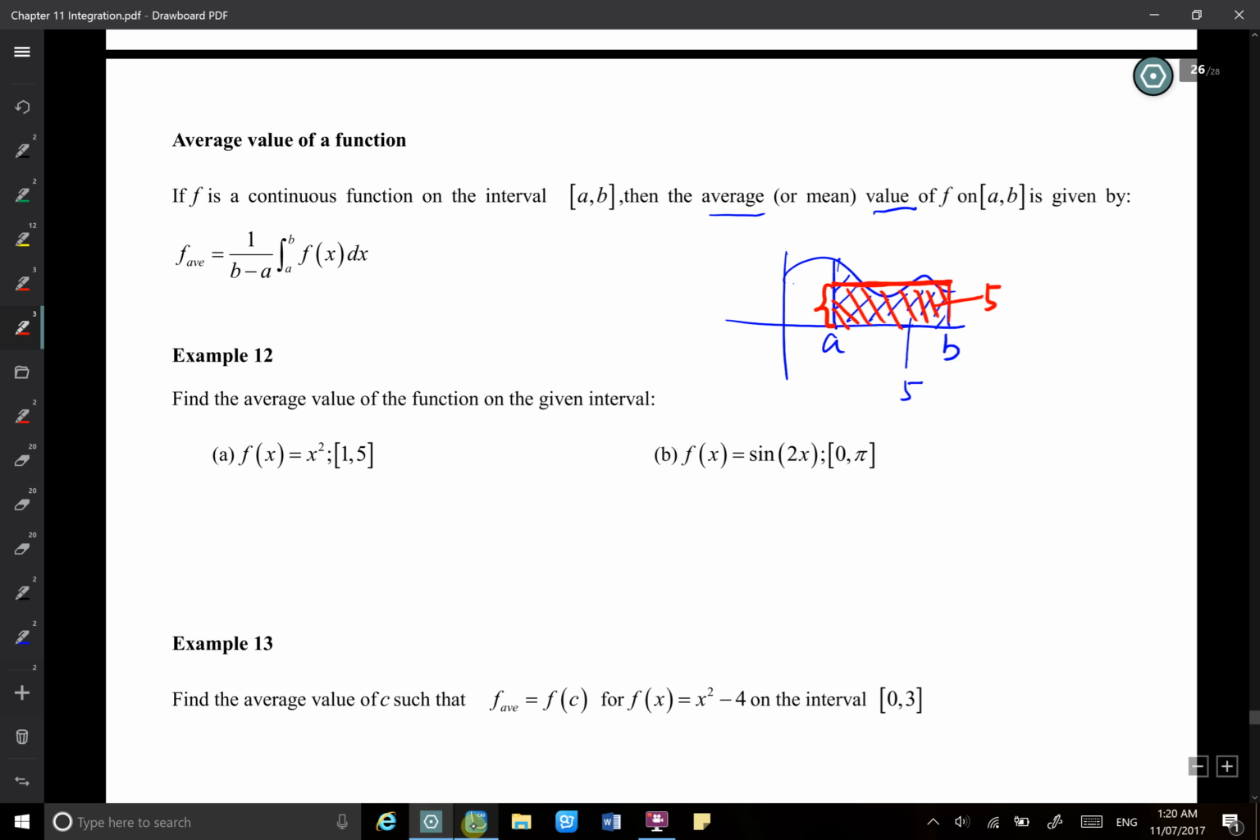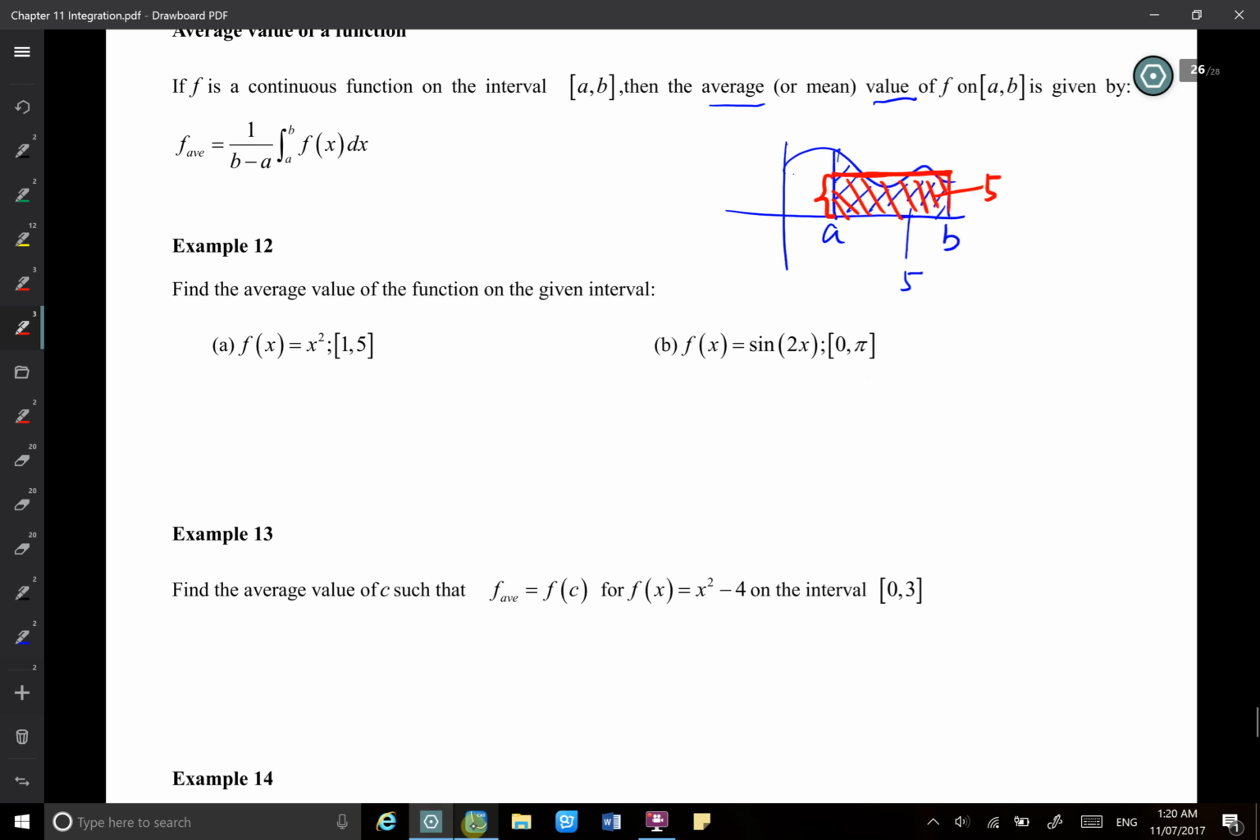We have some area, the blue area, before. Now I want to make a rectangle to give the same area as the blue one. So what is the width I should have? That is the average value formula. So therefore, let's have a look at example 12.